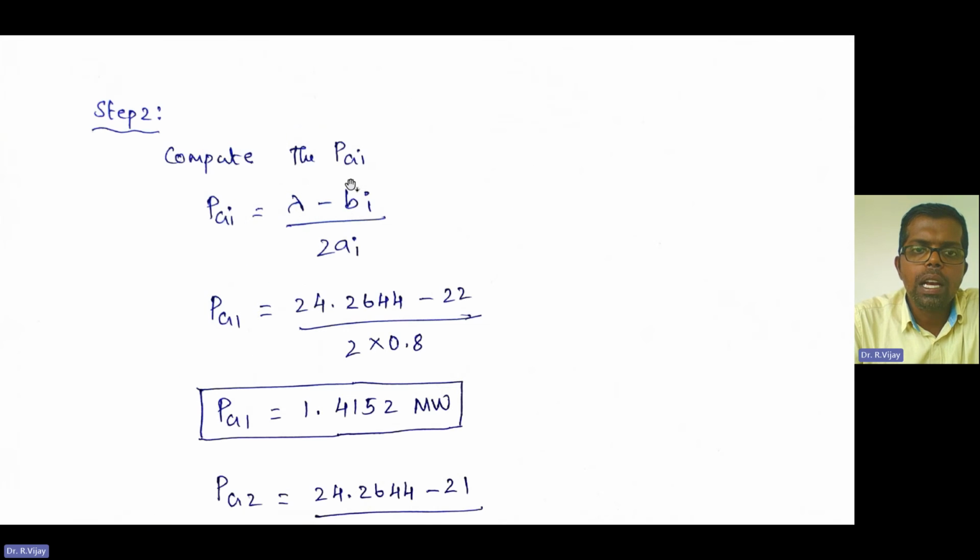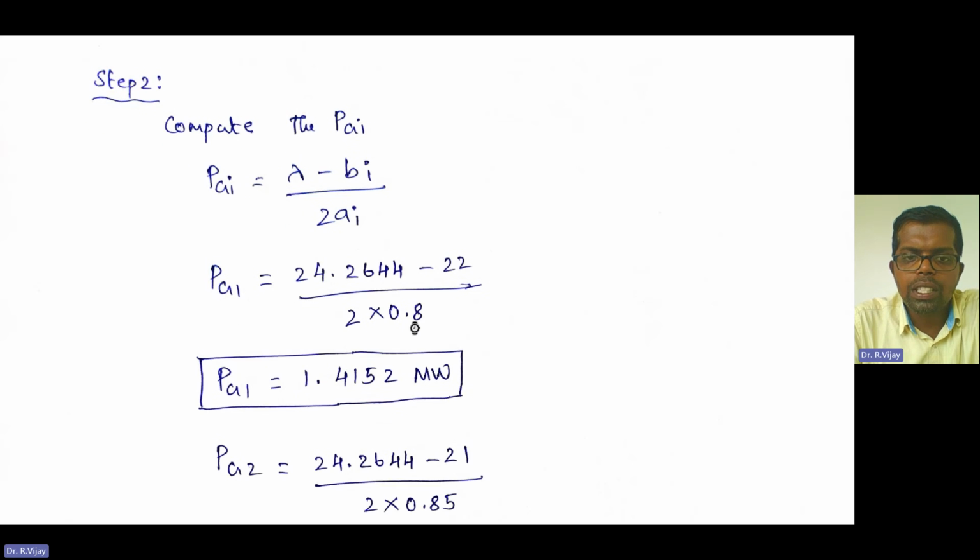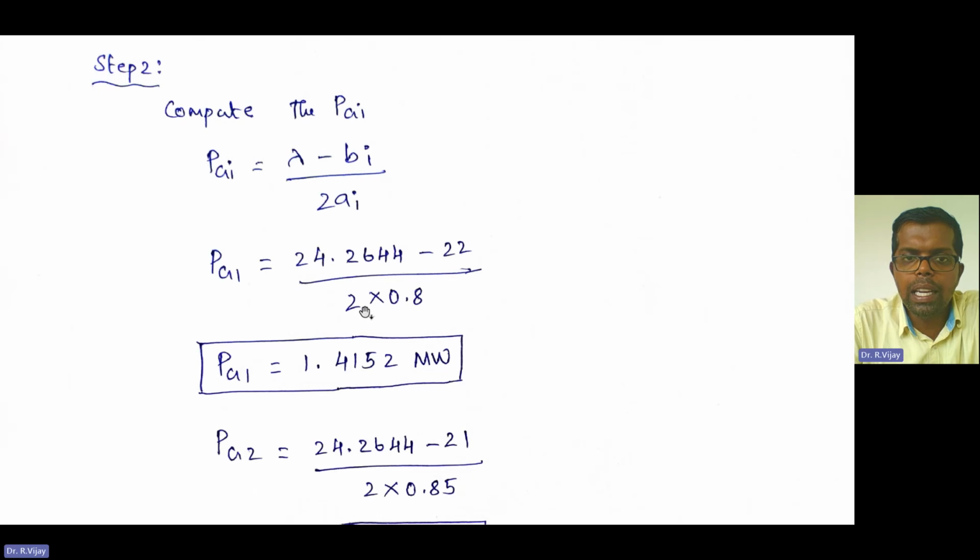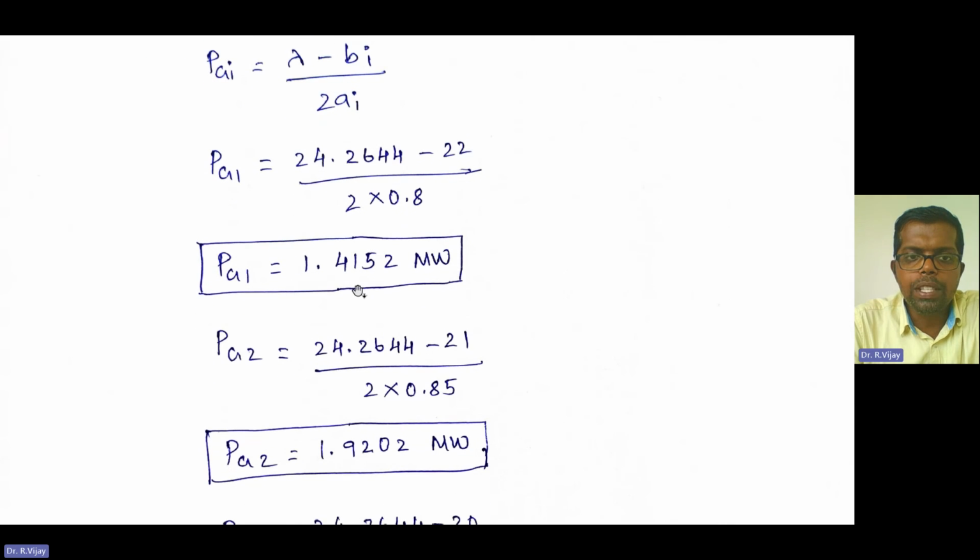From this lambda, what is step number 2? Step number 2 is to compute the PGi. So PGi is equal to lambda minus bi divided by 2ai. Lambda we already calculated as 24.2644, minus bi. For the first generating unit, bi is nothing but b1, and ai is nothing but a1. So you need to substitute b1, which is 22, and 2a1, which is 0.8. Just substitute and calculate PG1 as 1.4152 megawatt.